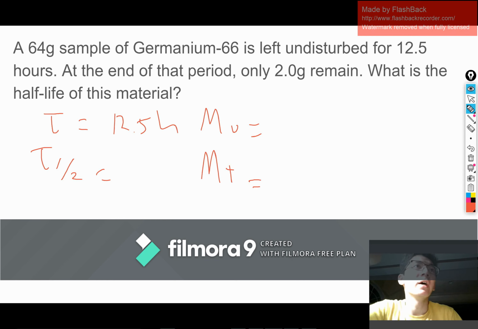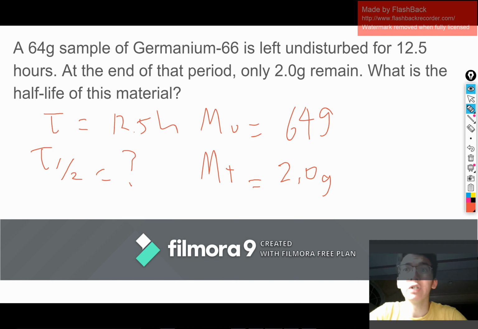And then it says only 2 grams remain. So we have the final, which is 2 grams. And then we have the initial sample, which is 64 grams, which it says right at the start. And then it's asking, what is the half-life? So the variable that we're seeking is the half-life.